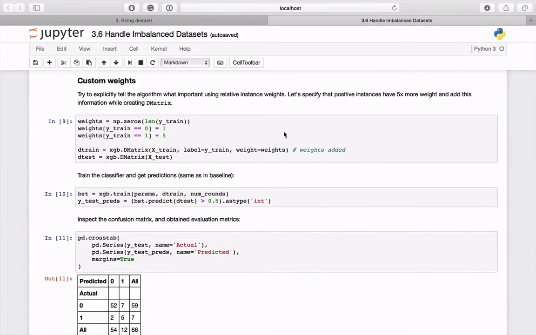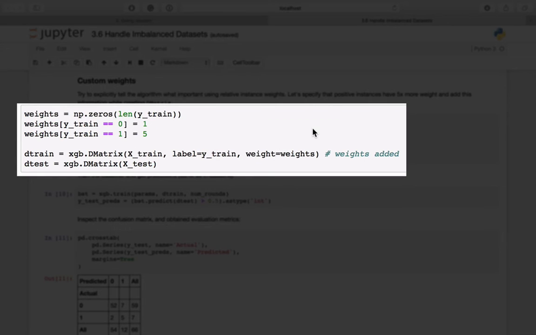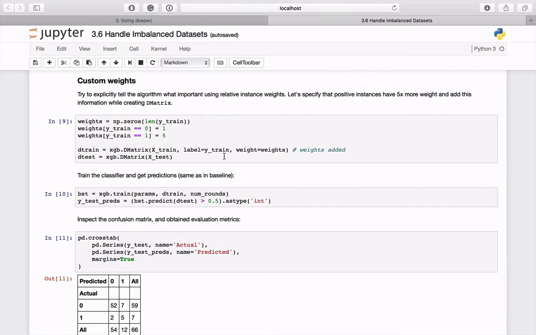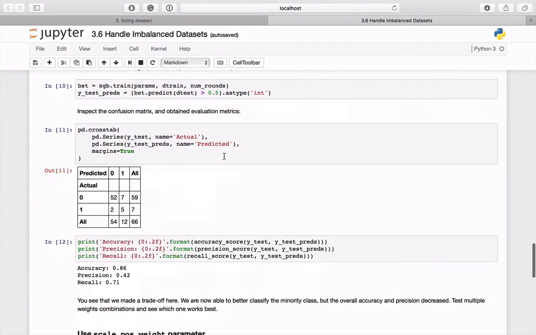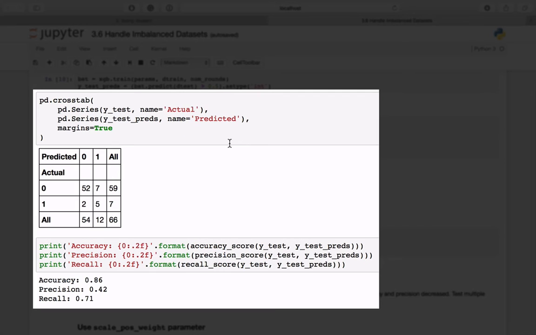Assume that each positive sample will be 5 times more important than the negative one. To do so, create an array and assign either 1 or 5 for each instance. Then initialize the matrices again, but this time with an additional weights argument. Retrain the classifiers using the same parameters as before, obtain predictions, and visualize the confusion matrix. There is some difference. This time, we are doing better with positive classes, leaving only 2 samples misclassified.